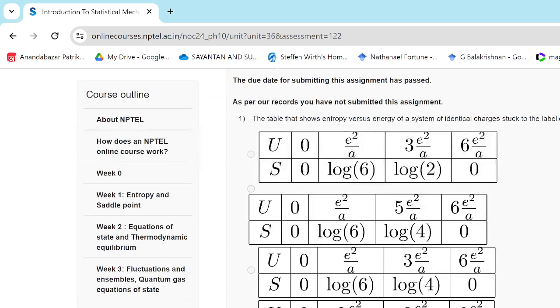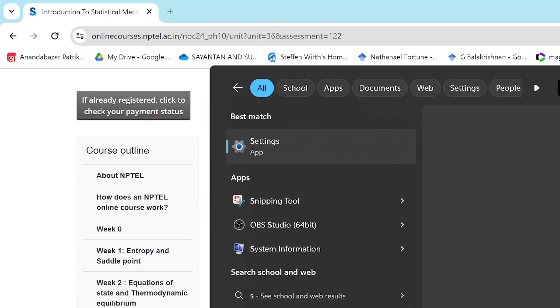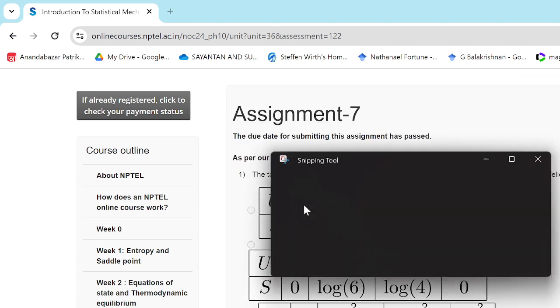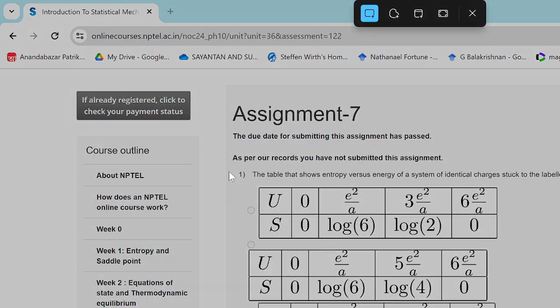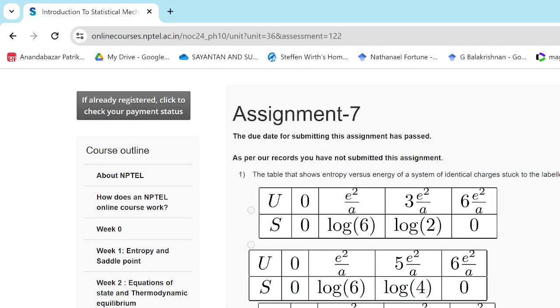So for now, I'll just start by solving the questions for assignment number 7. So first of all, let me just take the questions and then answer them one by one. So this is our first question.